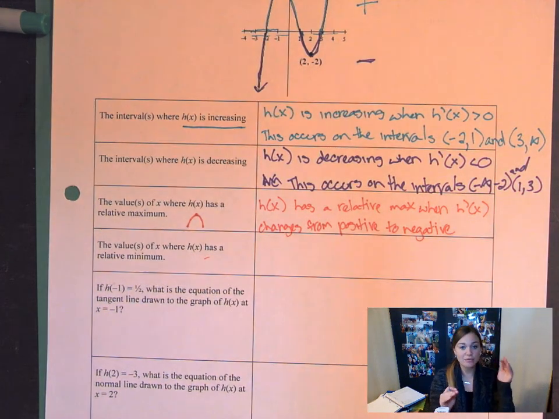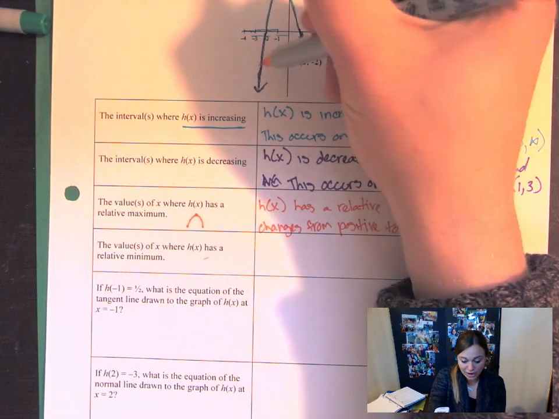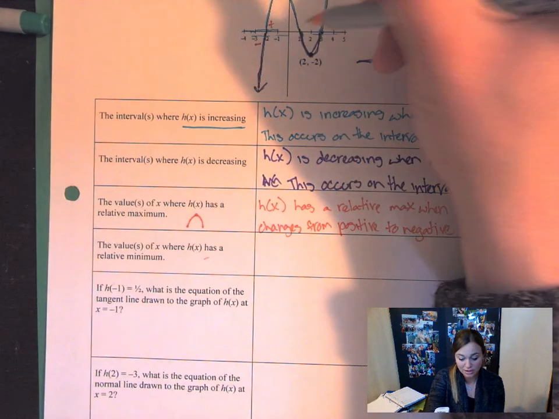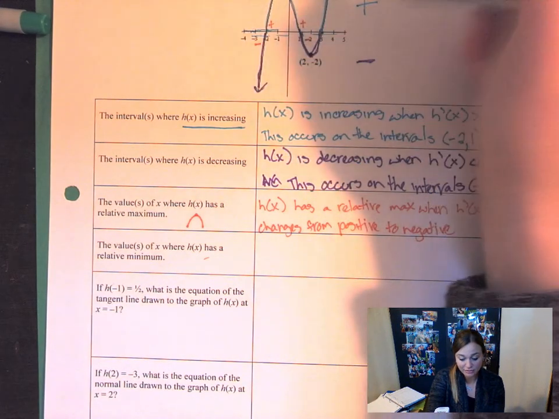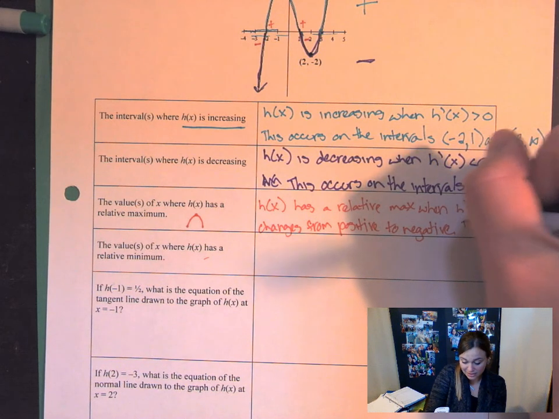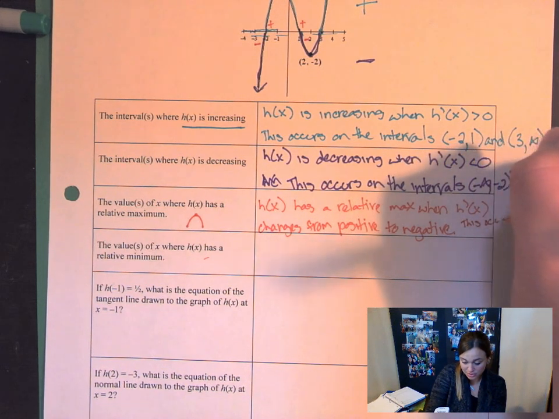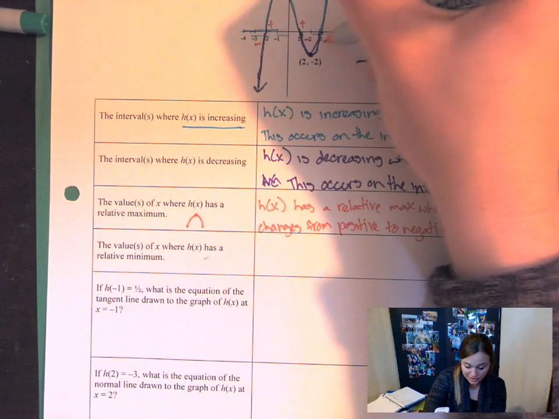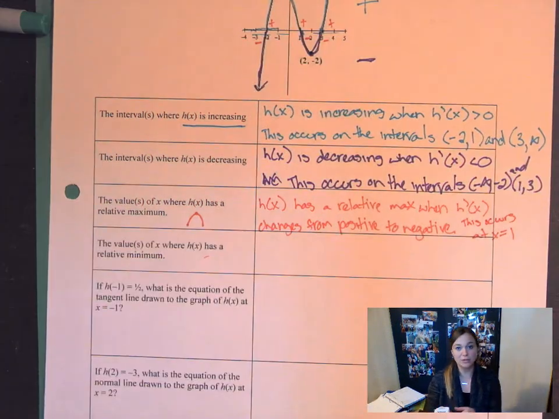So let's think. I read from left to right. So where in the graph? I'm going to go here. This would be negative to positive, reading from left to right. Positive to negative. Ooh, that's exciting. So I'm going to say this occurs at x equals 1. And then here is negative to positive again, because I'm reading from left to right.